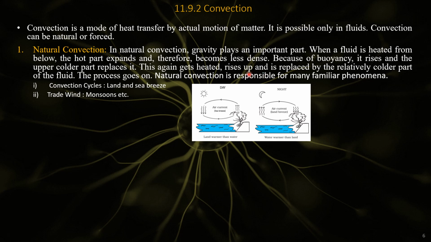So this happens in the case of convection cycles, that is between land and sea breeze, as shown in the diagram. Similarly, rain winds like monsoons and trade winds are also due to convection.